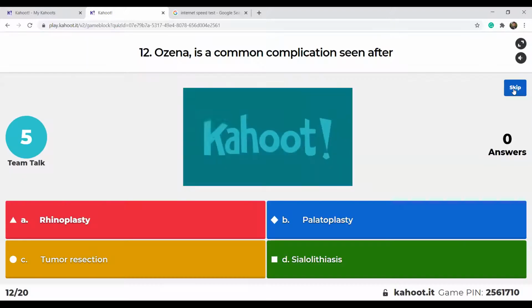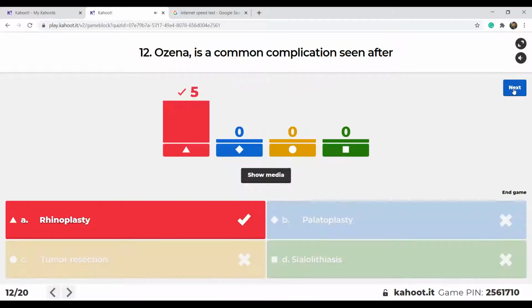Ozena is a common complication seen after what? Rhinoplasty, palatoplasty, tumor resection, or sialolithiasis? Right. Okay, it is characterized by intranasal crusting, atrophy, and a fetid odor.